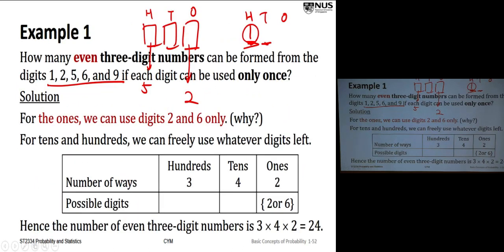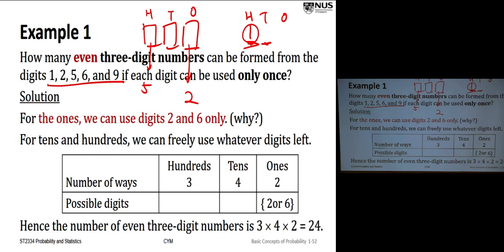So now I'm left with 2 places or 2 boxes that I have to fill up. So which should I fill up first? Hundreds place or the tens place? Hundreds place, tens place, doesn't matter. 3 choices, right? So you must be able to answer. If you think that it makes no difference, then it doesn't matter. Otherwise, you have to fill in the hundreds place.